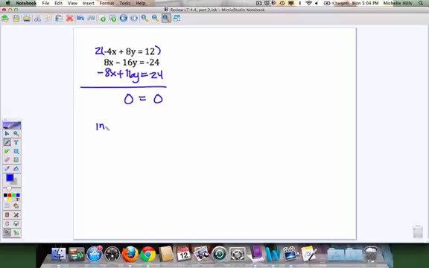So this one, if I graphed those, it turns out they're the same line. So there are infinitely many solutions, because if you graph one line on top of another, they have an infinite number of points of intersection. And that is part 2.